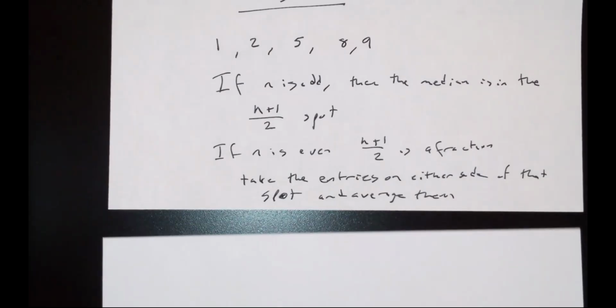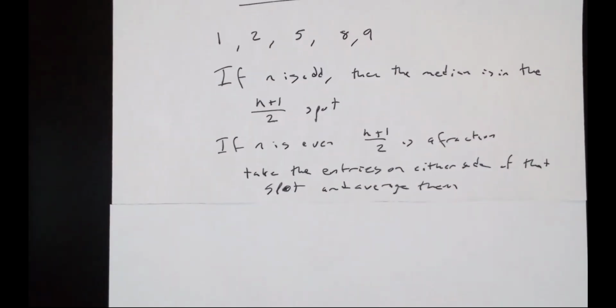The larger the list, the more useful I find that little formula. Really, I think of the n plus 1 over 2 as a line I'm going to draw in the data. If I draw it down one of the numbers, that's the number I'm going to use. If I draw it between two numbers, I'll take the ones on either side of that mark.